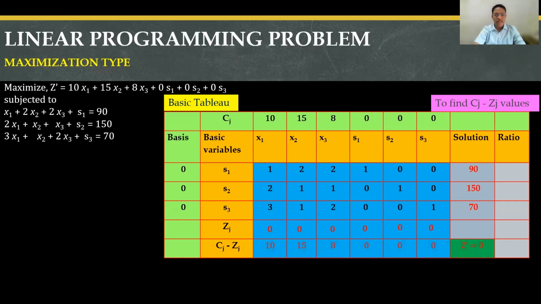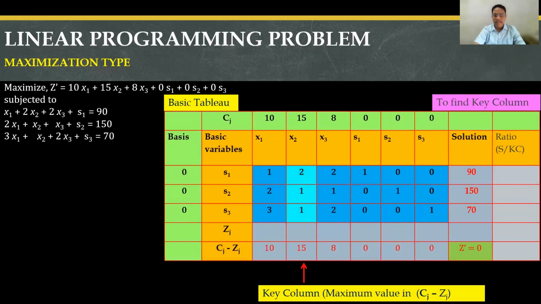Now to find the key column, which is given by the maximum positive value in the Cj minus Zj row, that is this 15. So x2 will enter the solution as this is the key column.